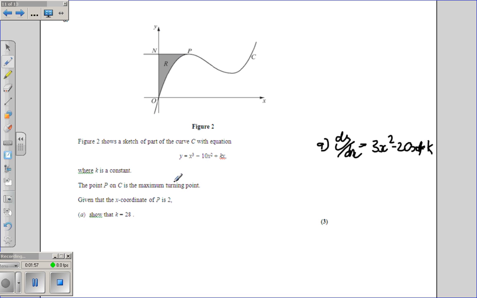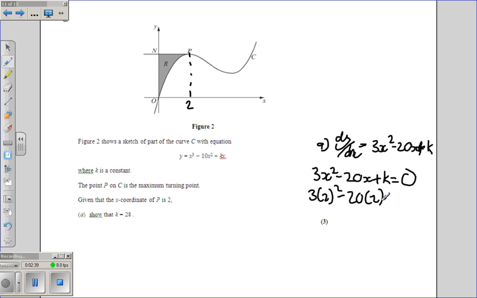Now a turning point is when dy by dx equals 0. So let's just write that. And then try reading the question again, see if there's anything else we can do. Read what A is. So we've got the point P, which I'll put in again, has an x coordinate of 2. Show that k equals 28. Well, here's an equation with k in. So if we knew what x was, we could solve the equation to find k. And we do know what x is because the x coordinate of P is 2. So the x coordinate at this turning point is 2. So substitute 2 in there.